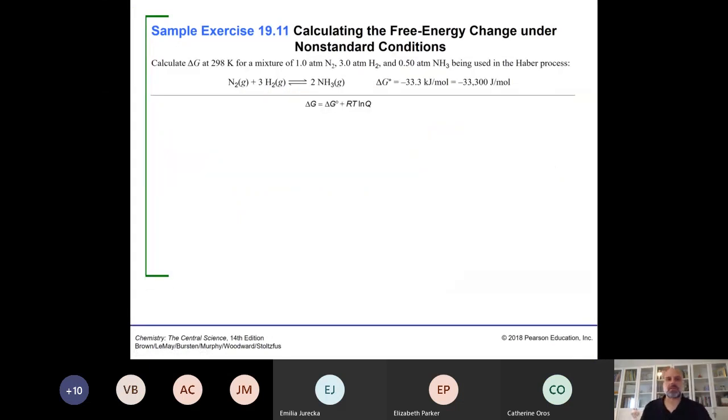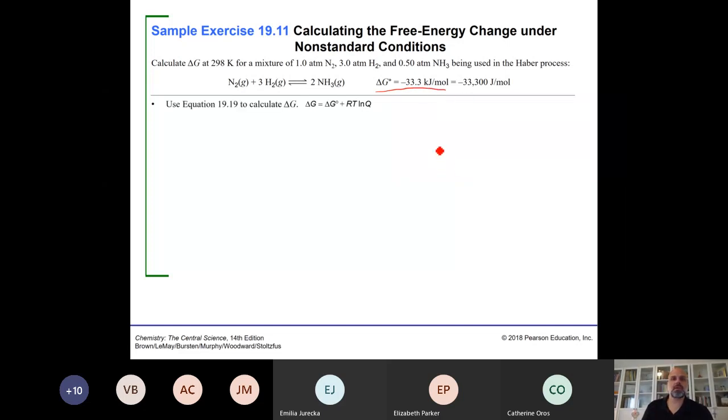All right, more problems. It says calculate delta G at 298 Kelvin for a mixture of 1.0 atmospheres of N2, 3.0 atmospheres of H2, and 0.5 atmospheres of ammonia being used in the Haber process. The Haber process, again, is the reaction we've been using over and over again. And they give us a delta G naught for this reaction.